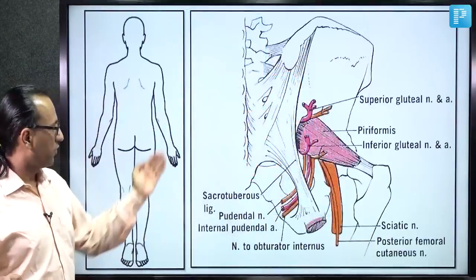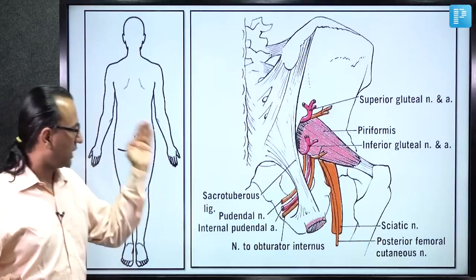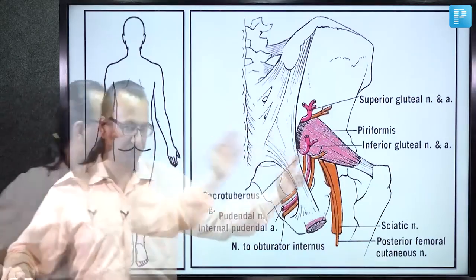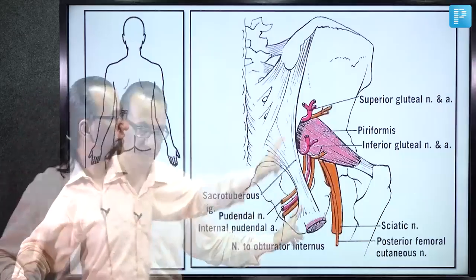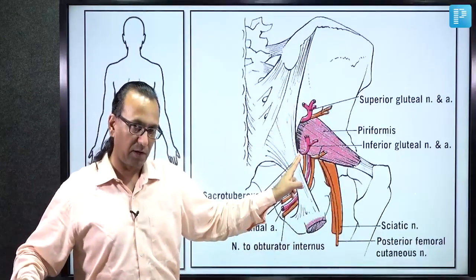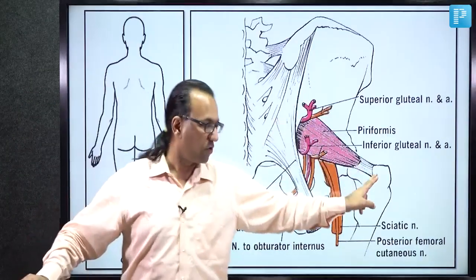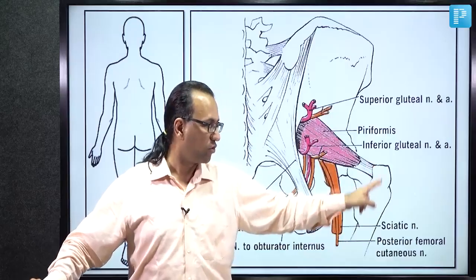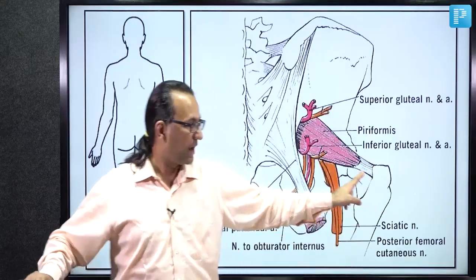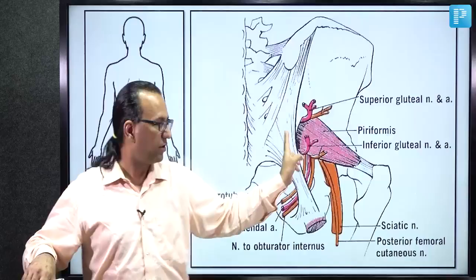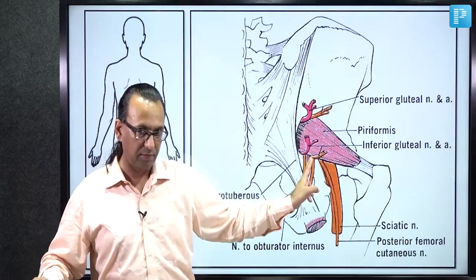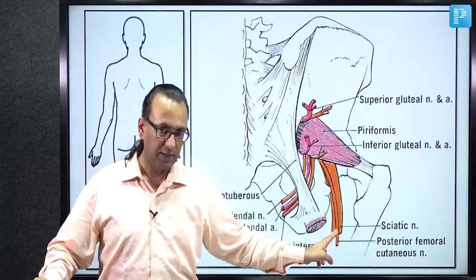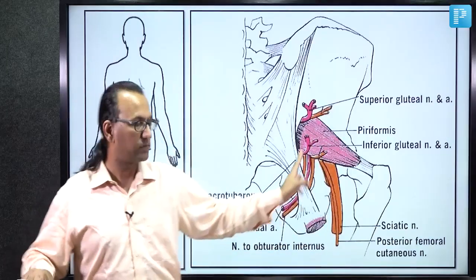Let us look at the posterior view of the right gluteal region and the right pudendal nerve here, passing through the greater sciatic notch towards the lesser sciatic notch. This is the piriformis muscle coming from the pelvis region and inserting on the tip of the greater trochanter of the femur of the lower limb. And there are some nerves passing above that and below that. Above that is the superior gluteal nerve and artery, below that is the inferior gluteal nerve and artery. Below that also comes the sciatic nerve and the pudendal nerve as well.